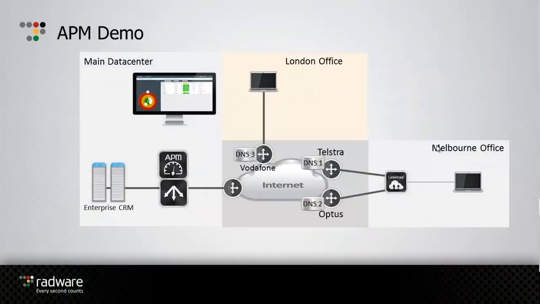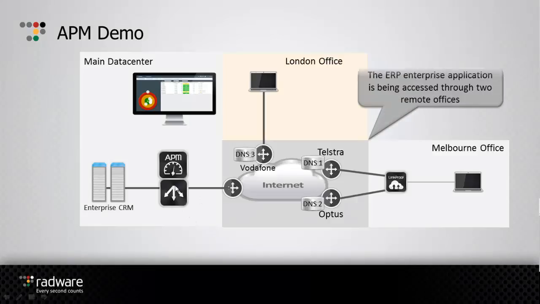In this demo, we have a simple setup where we have an application that is accessed from several branch offices around the world, and where we monitor its performance using the integrated APM that exists in the Alteon NG's ADC. So the application basically could be any enterprise application like an ERP application that is accessed through two remote offices, specifically in this demo, through the Melbourne office in Australia and the London office in Europe.